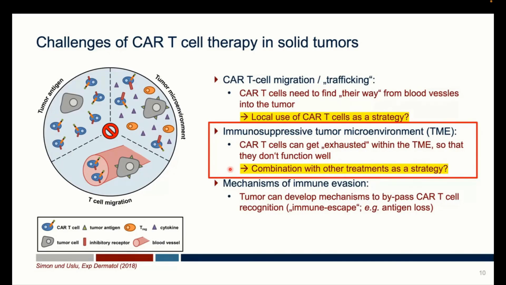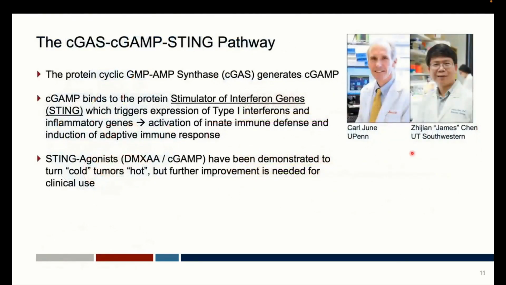And this is another project I'm working on in Carl June's lab. So what we did is to combine CAR T cells with a new STING agonist. And this is a collaboration project between our lab and James Chen's lab. James Chen is very big in the field of STING agonists, and we are basically combining his STING agonist with our CAR T cell products to see if this will help CAR T cells to function better. What is the STING pathway? So the STING pathway is a pro-inflammatory pathway, and there are different molecules involved in this pathway.